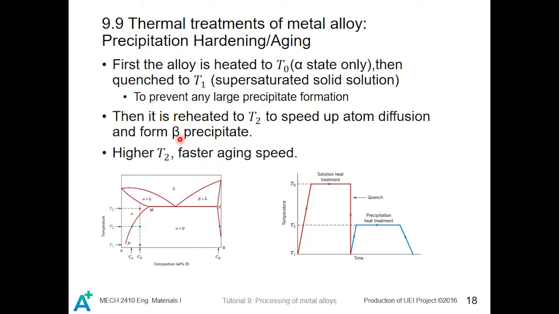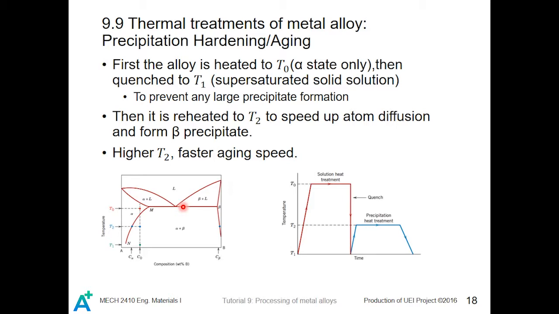So how can we use such a method for precipitation hardening of some metal alloys? Basically, the alloy which can be used for such precipitation hardening will have a phase diagram similar to this one. In general, it is this type of alloy which can be used for aging or precipitation hardening.